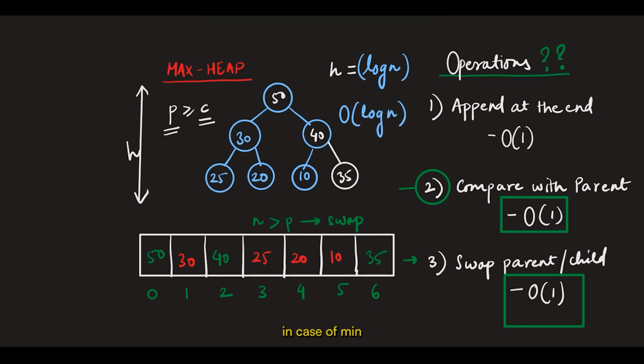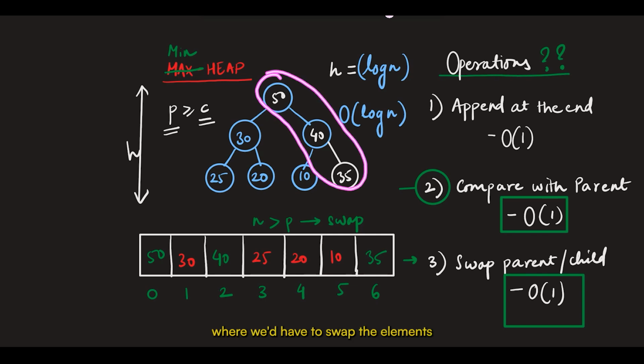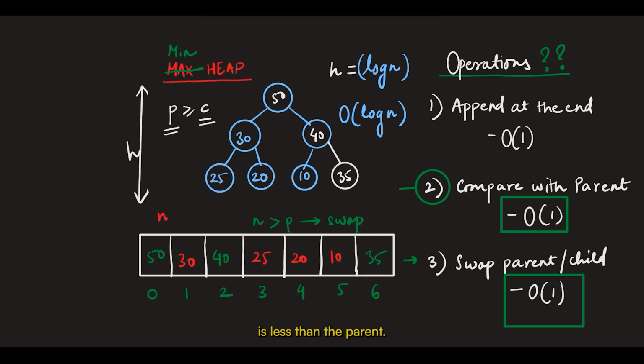Note that this would be the same in case of min heap as well, as the number of comparisons that we need to make would be similar, but the actual comparison would differ, where we'd have to swap the elements only when the newly added node n is less than the parent.